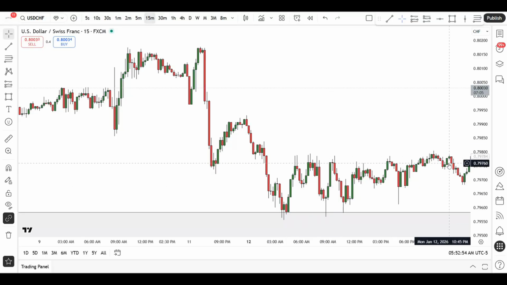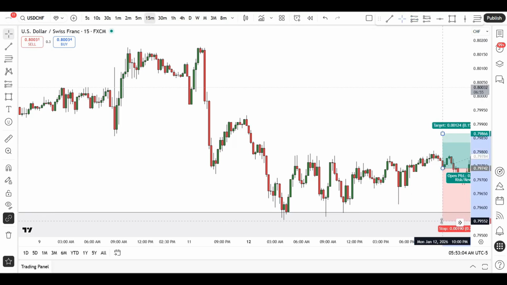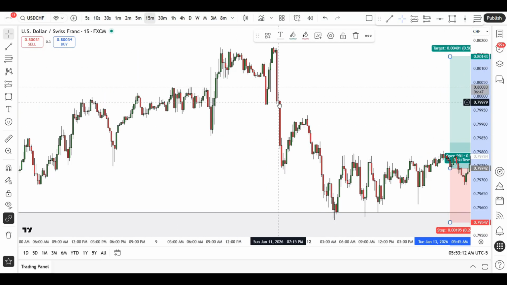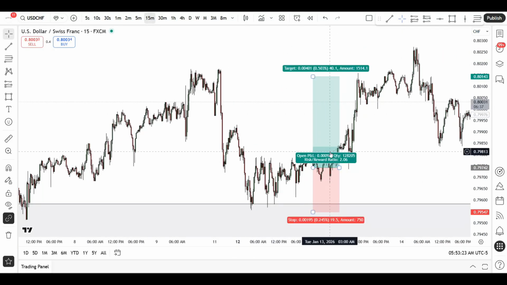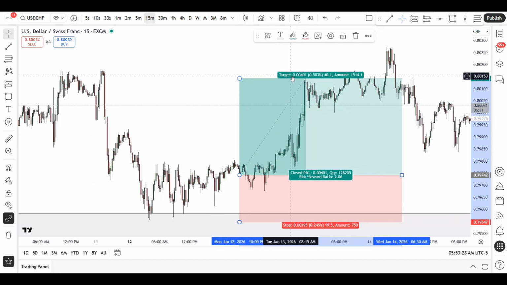So I got in long somewhere around here, around 0.7974. This was my entry for this particular position, and my stop loss, like I told you guys, was just a couple of pips below this low, somewhere around here, and my target was 0.8014 right here. As you guys know, I like to take my profits a couple of pips before hitting the previous swing high, which is why I placed my take profit target at this point. This is a 2-to-1 position, and this is the position right here. You can see this one got towards this particular area and the profit target was hit.